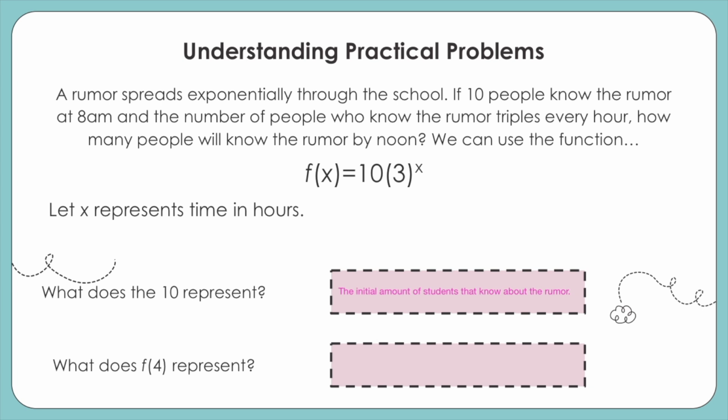The next one says, what does f of 4 represent? Well, if we were to input 4, we would do that in this particular scenario because we're talking about x. So the 4 in this particular case would be the number of hours that have passed, because we want to know from 8 to noon, and from 8 to noon is 4 hours.